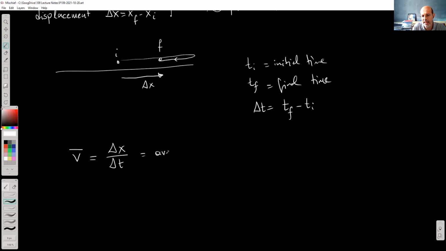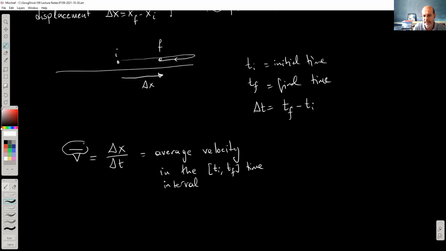So that's the average velocity, let me write it in mathematical notation like that, in the Ti-Tf time interval. So we have a time interval. Between 2 points in time, we talk about the average velocity between 2 points in time. Right? So the bar in here expresses the fact that this is an average. This is one of the notations that we use for average quantities.